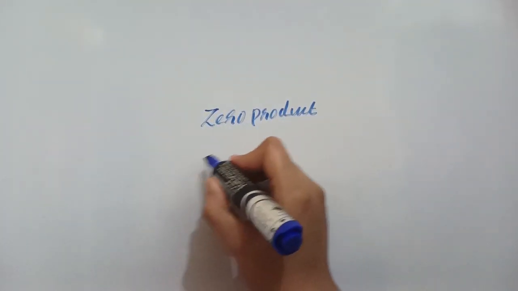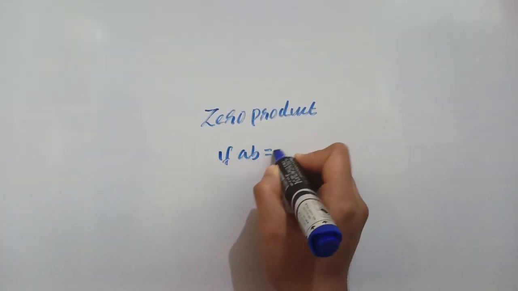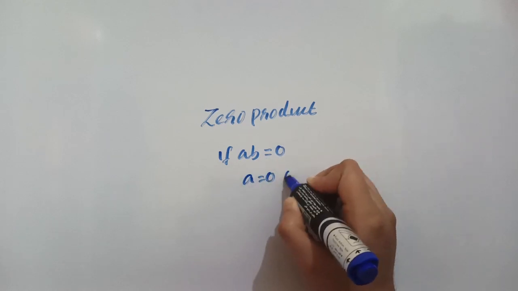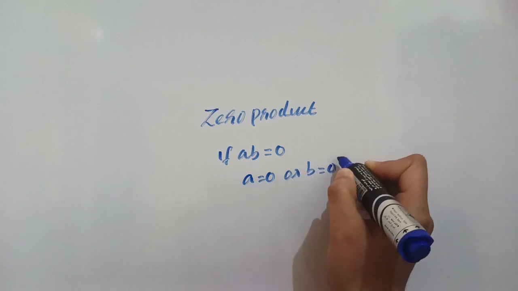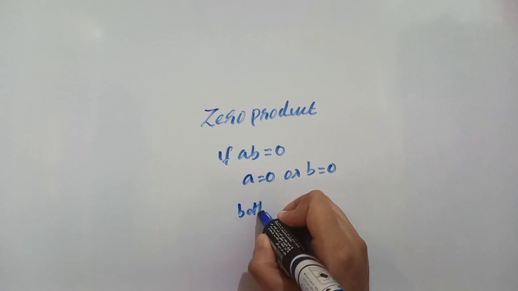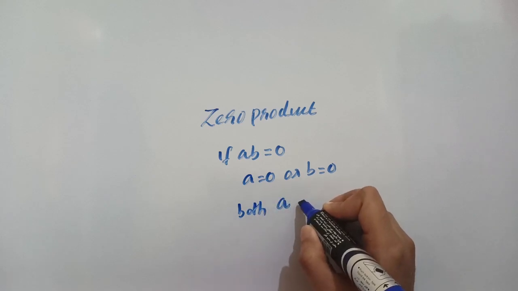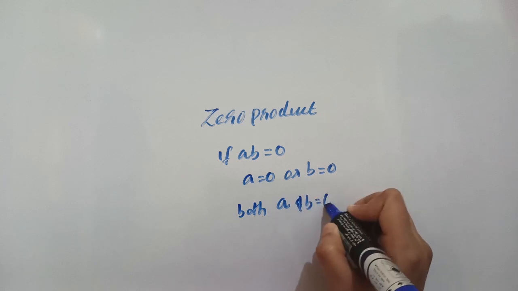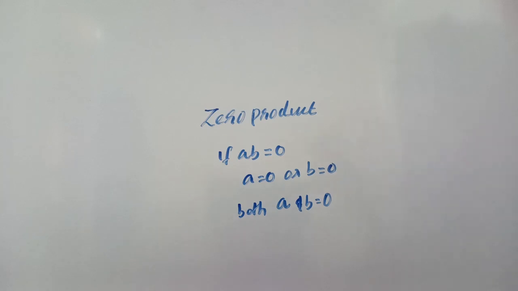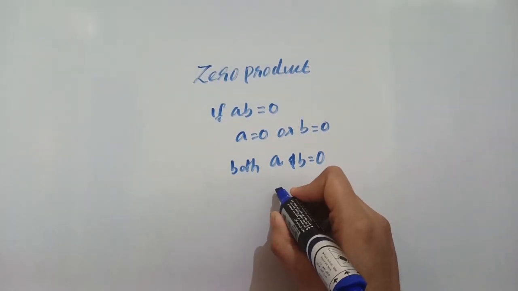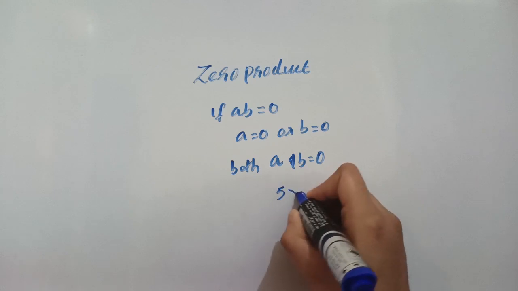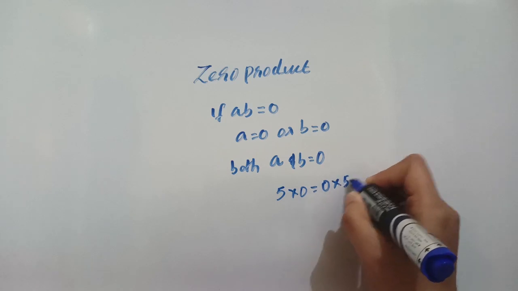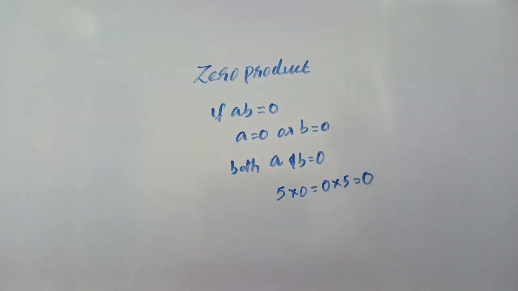Next, zero product. If ab is equal to 0, we can say a is equal to 0 or b is equal to 0, or both a and b are 0. For example, we can write 5 into 0 is equal to 0 into 5 is equal to 0.